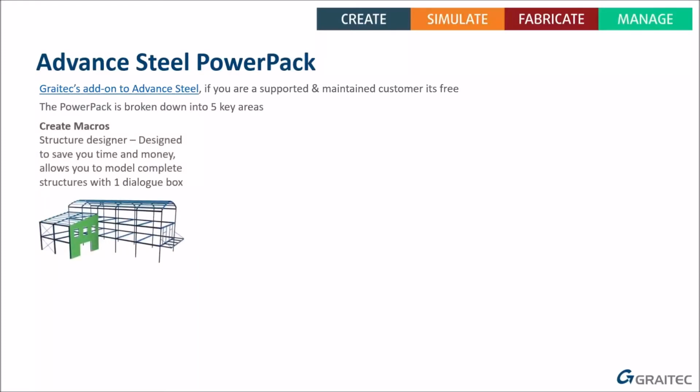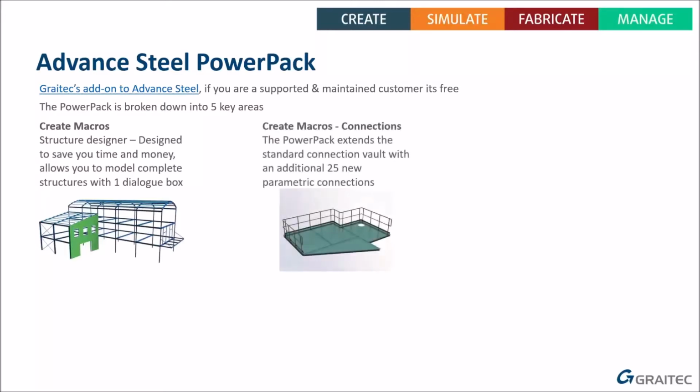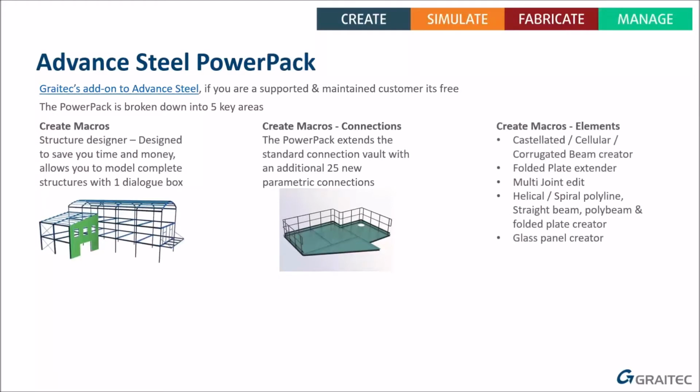We break the Power Pack down into five key areas. We've got create macros. One of them is the structure designer. We can create those sorts of structures with one dialog. It won't do the connections, but it will speed up the modeling of your actual structure. Create macros. We have our own Greytech connection vault where we've got more than 25 new parametric connections. Create elements. We have commands that will allow you to create castellated beams.